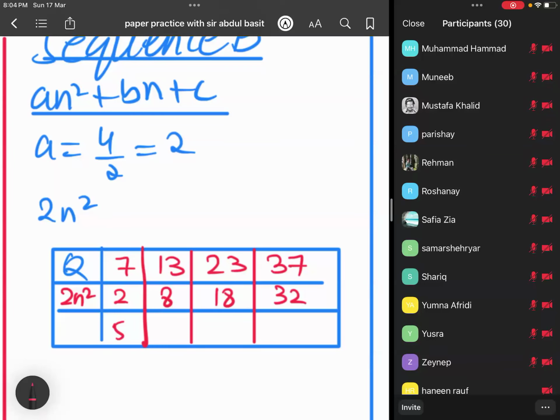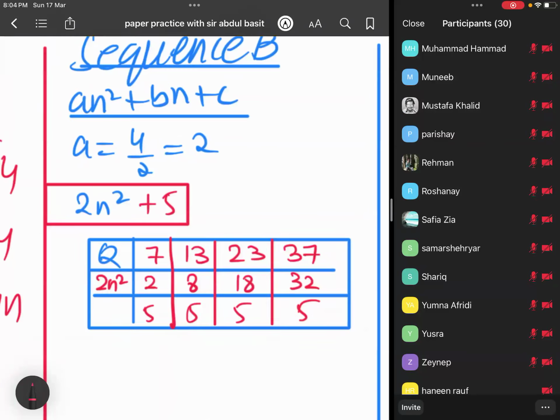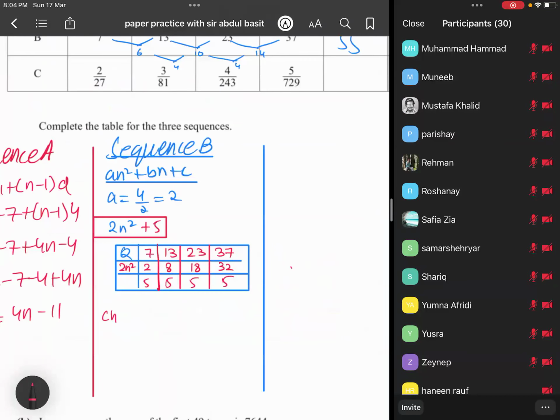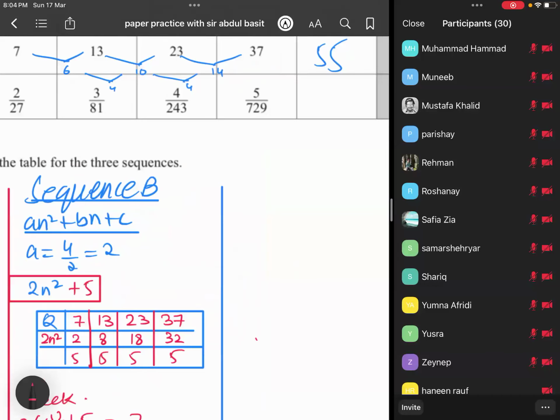So let's subtract and see, is 5 coming or not? Yes or no? Yes sir. So 2n square plus 5 is the answer. You can check your sequence as well. Let's check. 2 into 1 square plus 5 is 7. 2 into 2 square plus 5: 2 square is 4, 4 twos are 8, 8 plus 5 is 13. See, the second number is 13, so that is right. So that is 2n square plus 5.